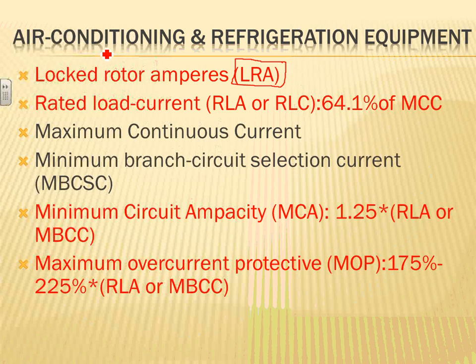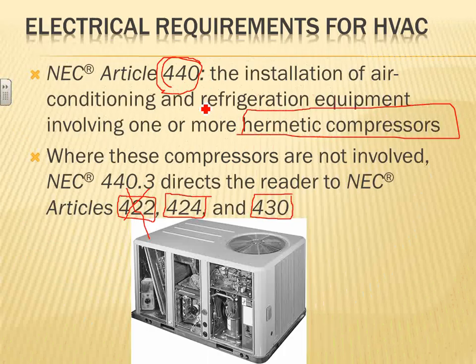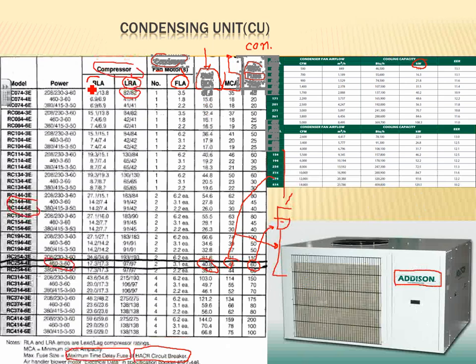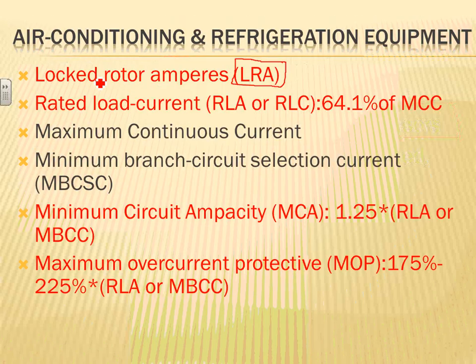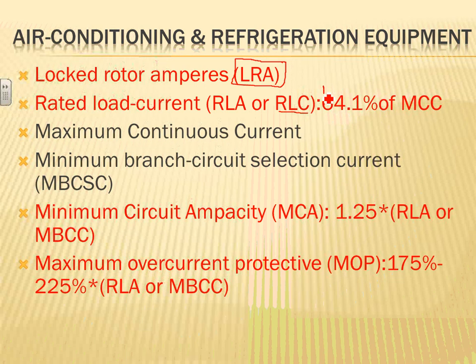You size it based on disconnect. We have rated load amps. You guys have seen the rated load amps for the equipment right in here. Here's the compressor. It's called rated load amps right here for the compressor. Rated load current, sometimes they call it. They define it, and I don't want to confuse anybody, based on 64.1% of maximum continuous current.